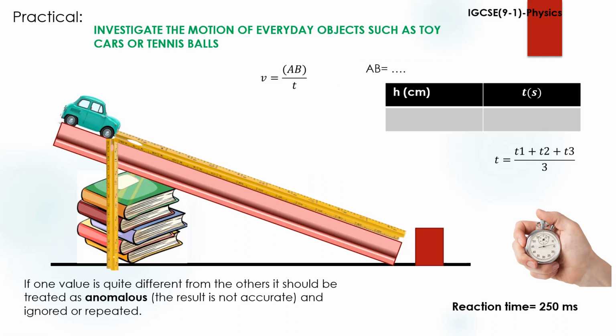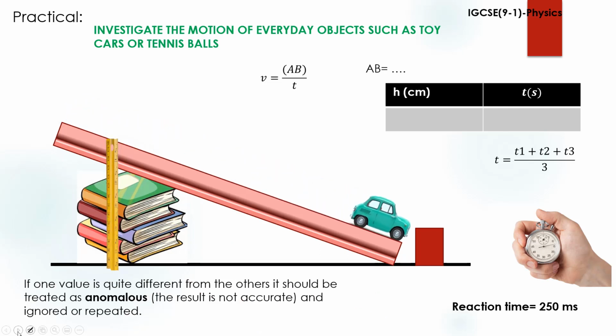Height, we have to make sure we are releasing the car from the same height. Then we can measure the speed. We can calculate the speed using the equation v equals s over t, that means AB over t.